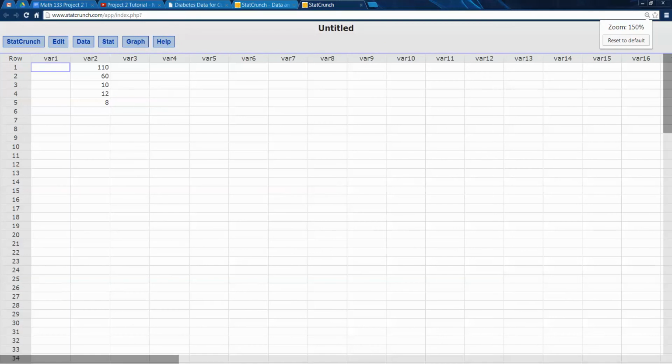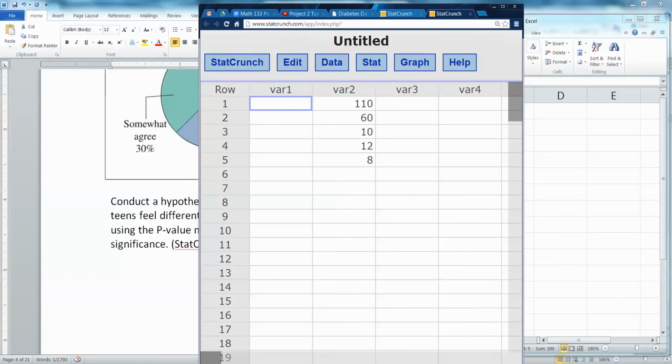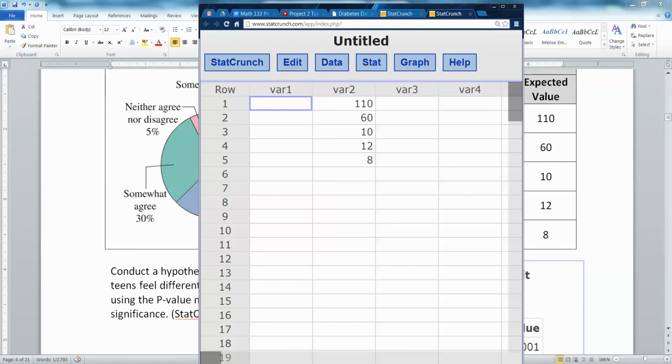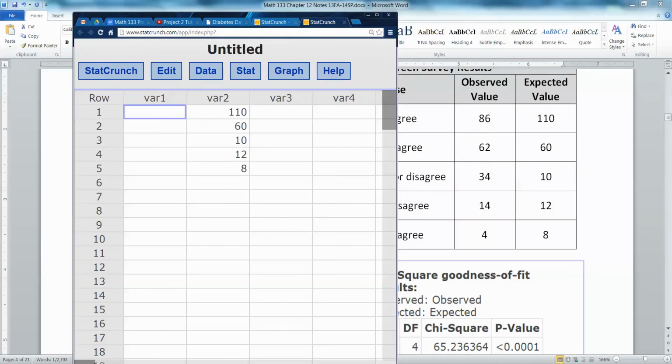I'll make this bigger so you can see it. All right, so where were those? There they are. So 86, 62, 34, 14, 4. Let me go up to the variable name and change it. These were observed. This was expected. There we go. When you go up in these names, you have to delete variable 3, VAR3, if you want to type over that, just by the way. So you hit backspace, make the variable part go away, and then type in whatever you want.